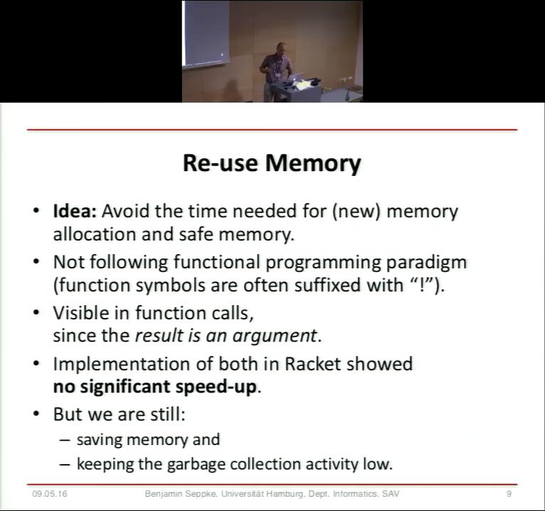We also introduced, and we are very optimistic, these, in Racket or Scheme notation, suffixed versions where you just overwrite images and pass the results as arguments. However, when we tested this, it showed no significant speed up at all. So why is this the case? To be honest, I don't really know.